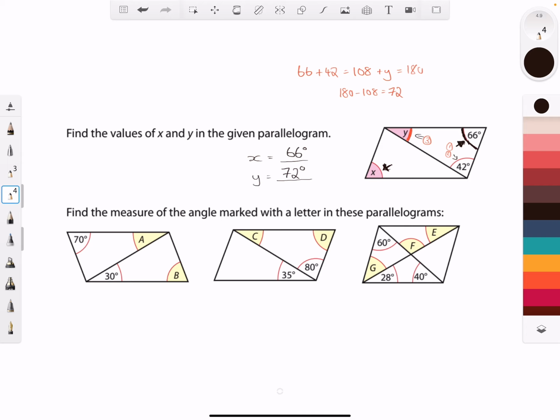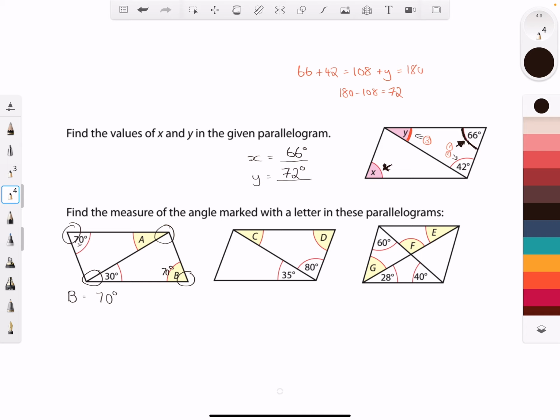Okay, so this question here, we know that 70 is here, so the opposite angle is b. So b must also be 70, okay? B is also 70. Now, in order to find out what a is, that'll be a little bit trickier, okay? So we know this is 70. And we know that if we add all 4 corners, we should get 360, shouldn't we?